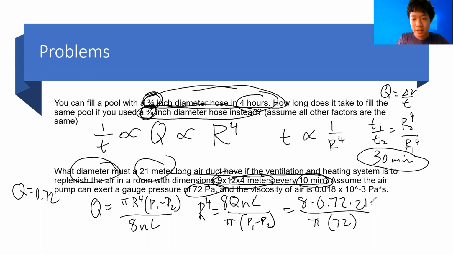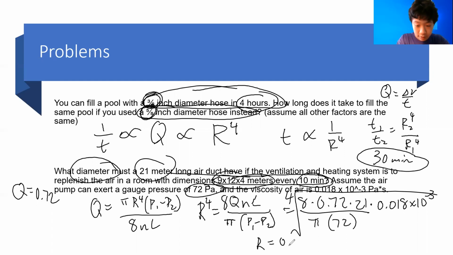And I forgot about the viscosity. Let's multiply that in as well. Okay, so this will equal R to the fourth power. Let's quickly solve that. Okay, and take the fourth root of that. We're going to get R equals 0.056 meters. And multiplying by 2 to get the diameter, that's around 11.1 centimeters.